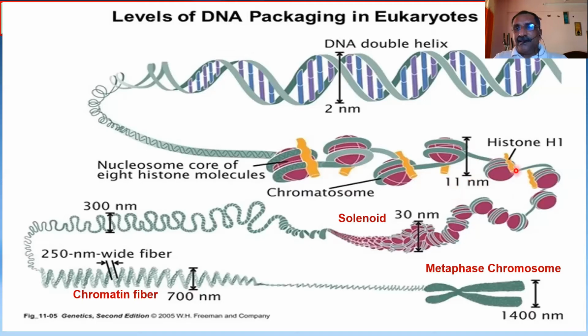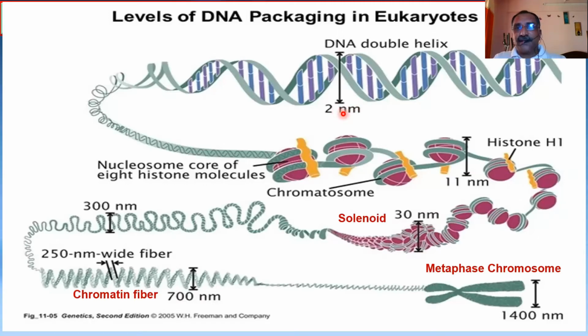Then again, now you see this nucleosome containing chromatin. This is again supercoiling. Now you see this is coiled, and again it is coiling. That is called supercoiling. इसको बोलता है supercoiling. And when it is supercoiled, its width again increases. Now what is the width written here? 30 nanometer.